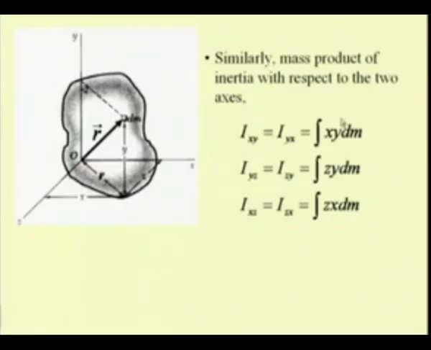So, now we know the second moment of the mass with respect to the principal axes, as well as the product of inertia for a particular principal plane.